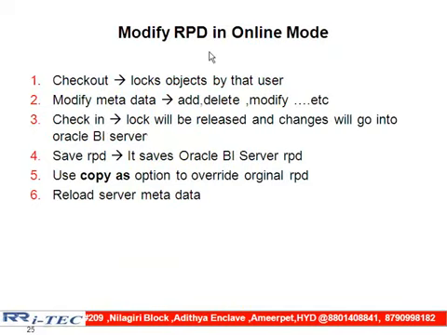Next, modify RPD in online mode. Whenever you want to modify RPD in online mode, what are the activities we are doing, sir? One is checkout. Second one is modifying the metadata, whatever you want, you can modify it. Third one is check-in. Save RPD. Next, use the copy as option to override the original RPD. Next, reload server metadata. These are the 6 steps you follow if you want to modify RPD in online mode. Is this point clear?